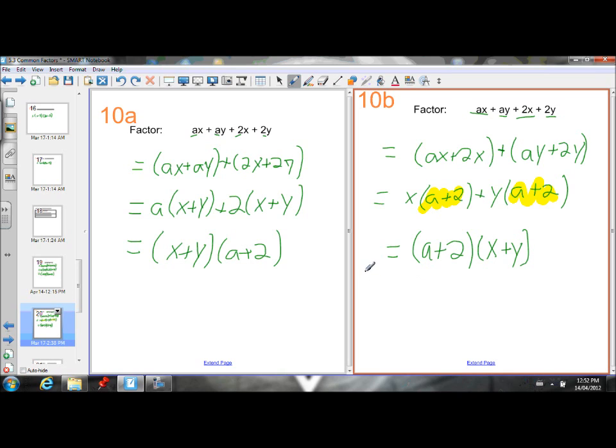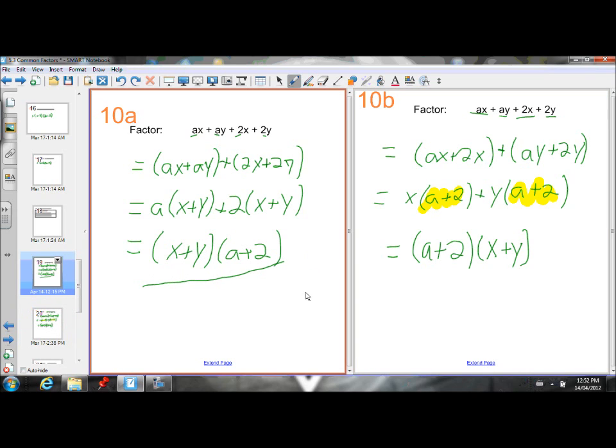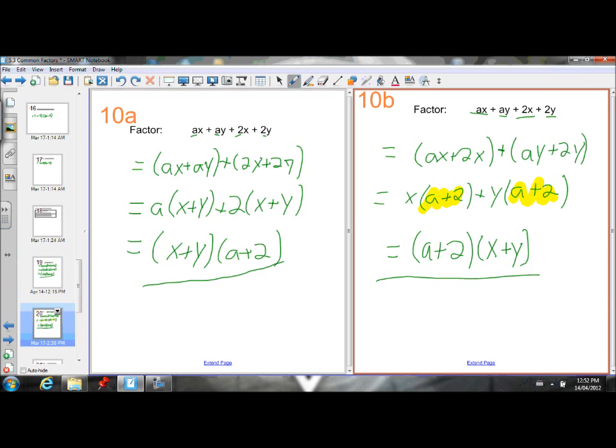Good. So you'll notice I got the same answer for both of these. The factors are in a different order, but we know the order of multiplication doesn't matter. So these terms are equivalent. A plus 2 times x plus y is the same as x plus y times a plus 2. So as long as we make sure to group terms that have a common factor together, we'll end up with the same answer.